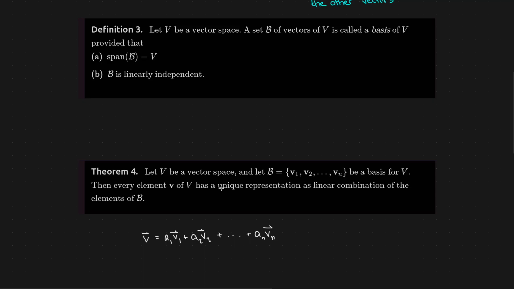What this is saying is not only can we do that, but the representation is unique, which means there's only one choice for the coefficients a1, a2 to an that we can make to make this linear combination true. If the vectors were not linearly independent, then there could be multiple choices for my coefficients to make the equation true.